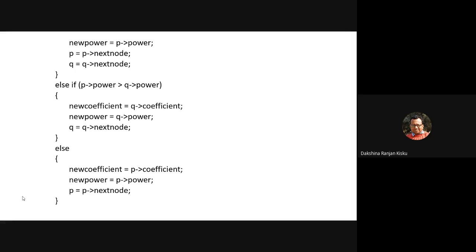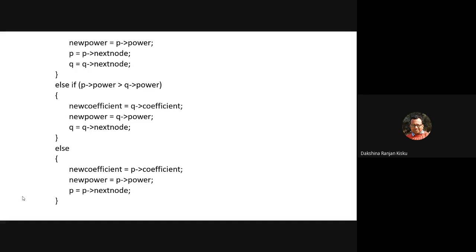Okay, and new power becomes the q power, and then we will advance, because here we are using both the coefficient and exponent part of the second polynomial as new coefficient and new power. Therefore here the q pointer will be advanced. Okay, that is why we are writing q equals q next node.